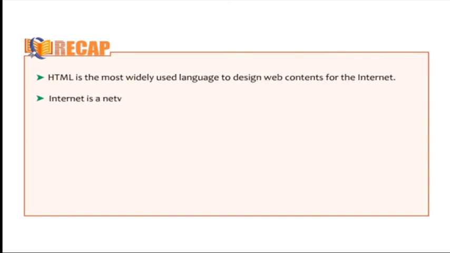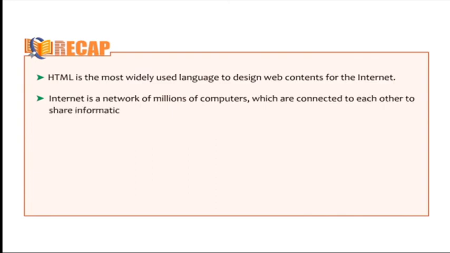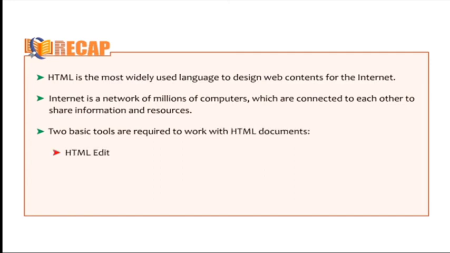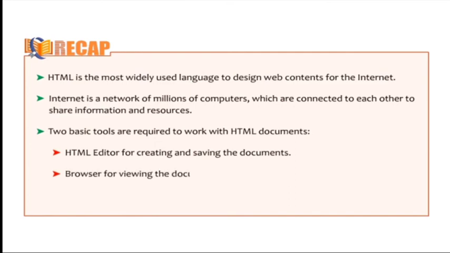Let us quickly glance through the key points discussed in this chapter. HTML is the most widely used language to design web contents for the internet. Internet is a network of millions of computers which are connected to each other to share information and resources. Two basic tools are required to work with HTML documents: an HTML editor for creating and saving the documents, and a browser for viewing the documents.